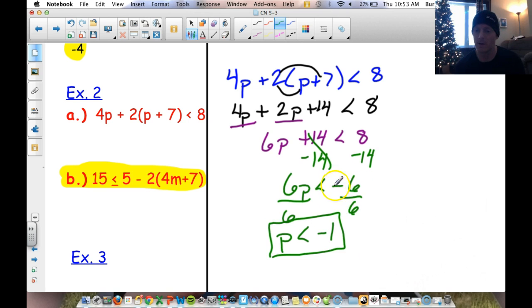Now you might be thinking because we have a negative here that we need to flip the sign, but only if we divided by a negative. The number that we divided by was positive, so p is less than negative 1. Again, that's an open circle at negative 1 shaded to the left.